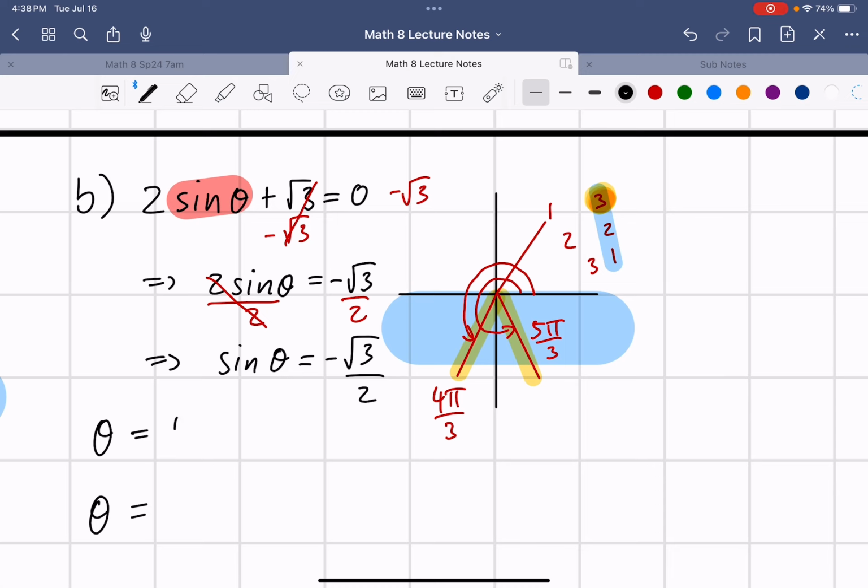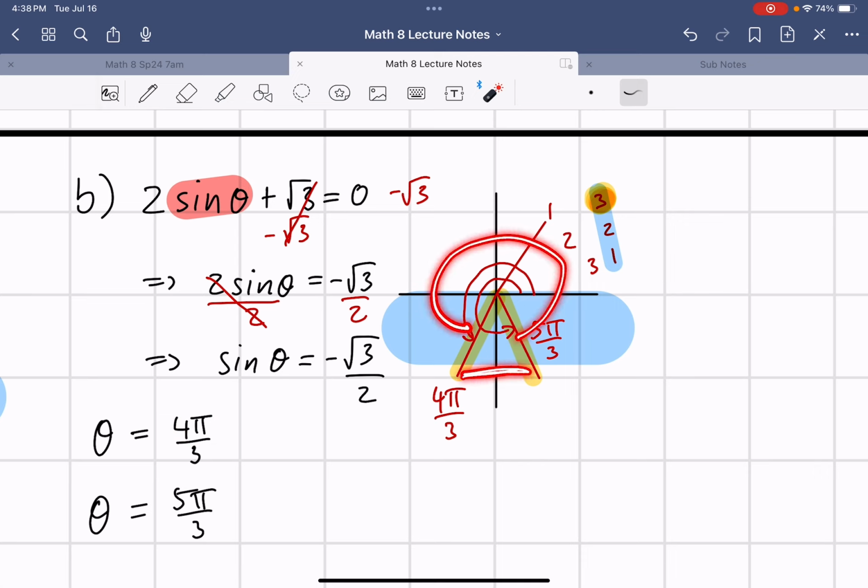And just like before, I want a general solution. So I have 4 pi over 3 and 5 pi over 3. And if there was a way for me to just get to the next solution, instead of writing 2 separate ones, it would be nice to write 1. But because the distances between them are different, a shorter distance and a longer distance, it's easier to just split both of them up.